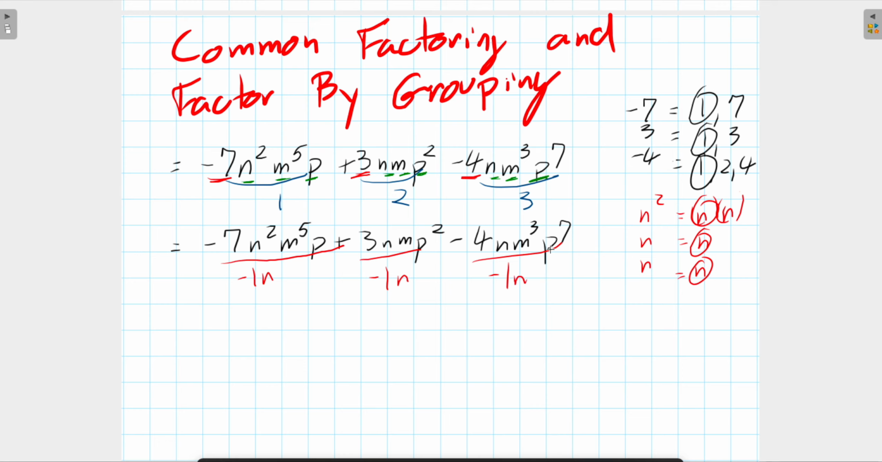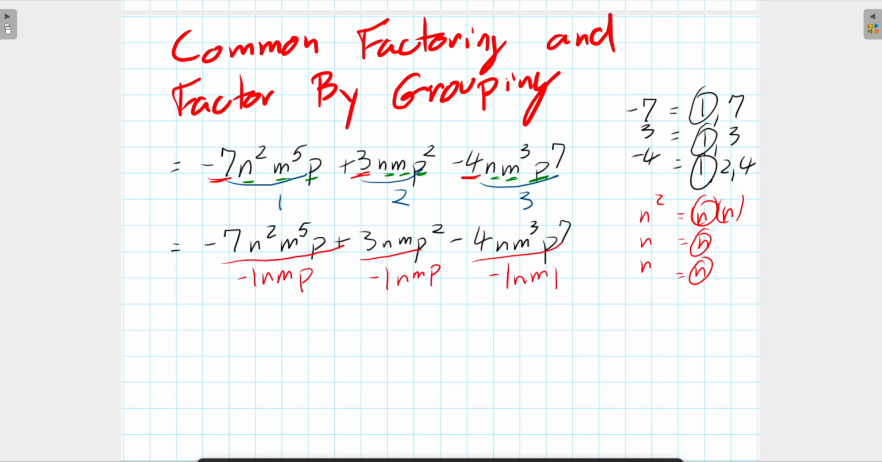Using that same principle, look at m. M to the power of 5, m to the power of 1, m to the power of 3. Power of 1 is the lowest power, so that's what we have to divide by. And then finally, p. P to the power of 1, I already know that's going to be it, unless there's not a p in the rest of them, in which case I wouldn't even divide by p. But there is a p in the rest, so we're going to divide by just p. Oh, I forgot to write the m's in the other two here. There we go. There is our common factor.